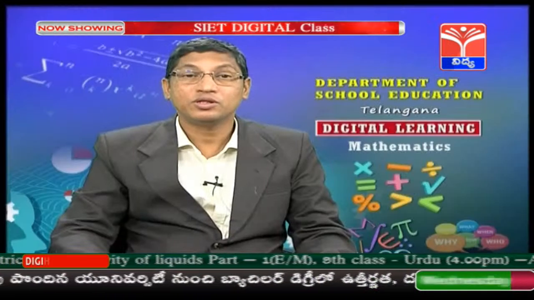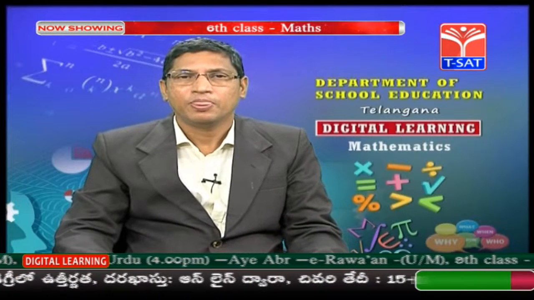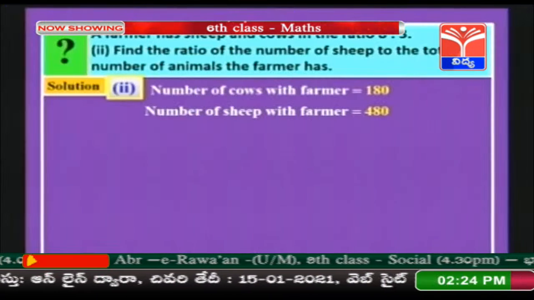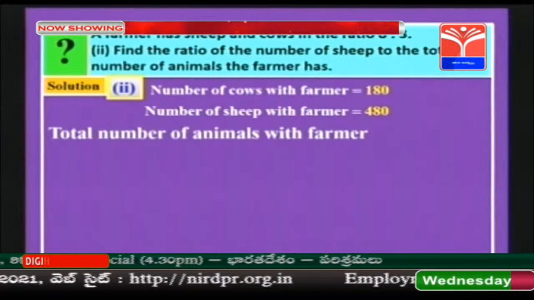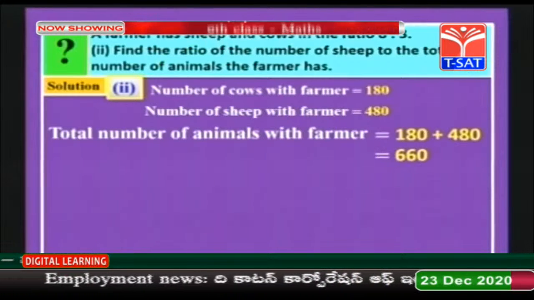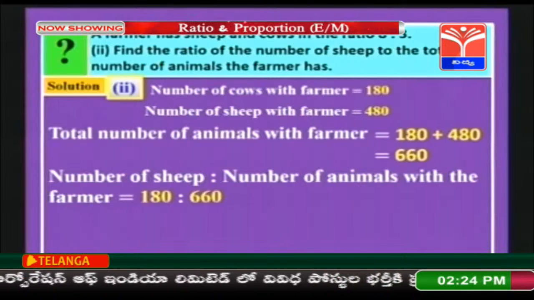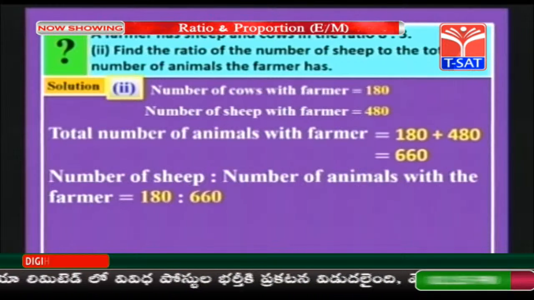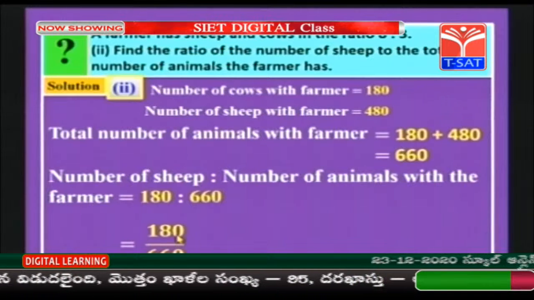So let us move on to the second bit of the same problem, children. Yes, we are going to find the ratio of the number of sheep to the total number of animals the farmer has. So the total number of animals with the farmer is 180 plus 480, which is 660. So therefore, what is the ratio of sheep to the number of animals with the farmer, children? 180 is to 660.